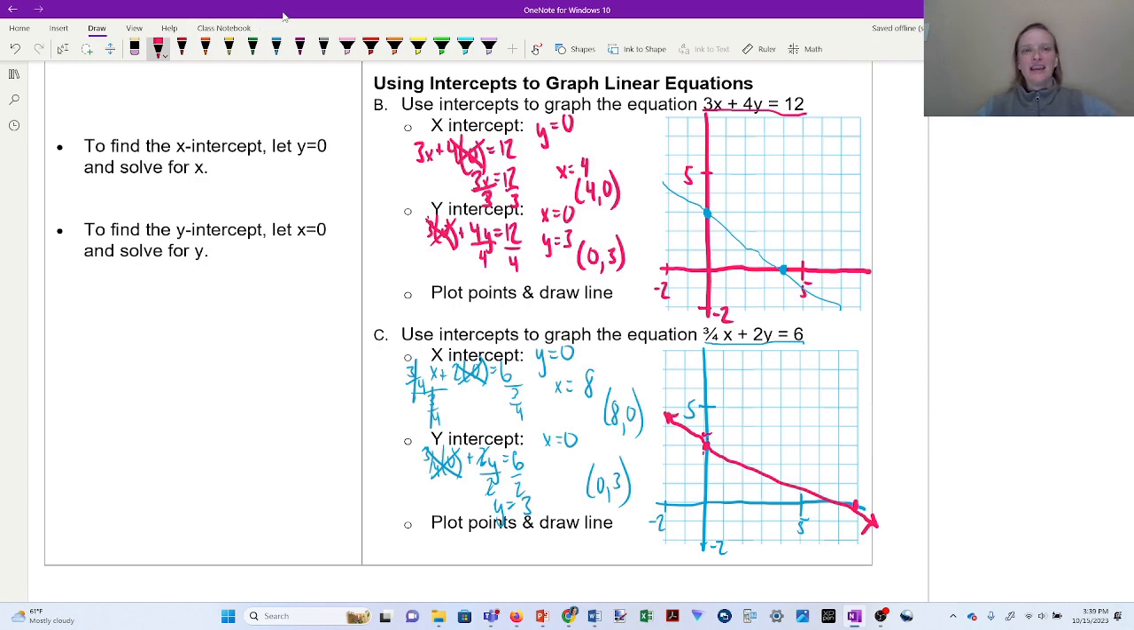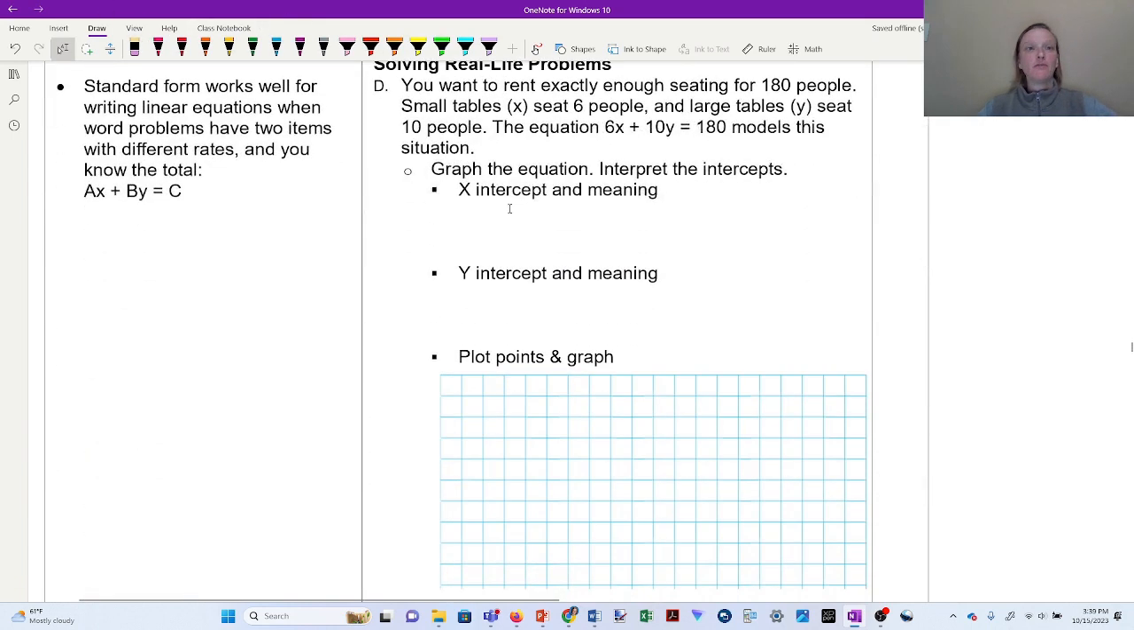Let's look at another example, this time a real-world example. You want to rent exactly enough seating for 180 people. Small tables seat 6 people, large tables seat 10 people. The equation 6x plus 10y equals 180 models this particular situation. First of all, notice this is standard form: something times x plus something times y equals a constant.